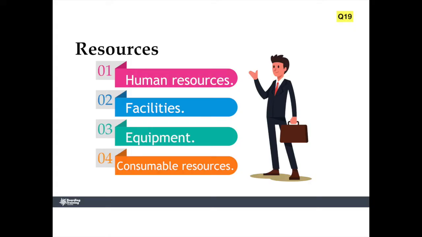So we've looked at those 4 different types of models that you can use to design a program. And now we want to look at resources, because you're going to need to have resources to run your program. And resources are generally human resources, facilities, equipment, and consumable resources.